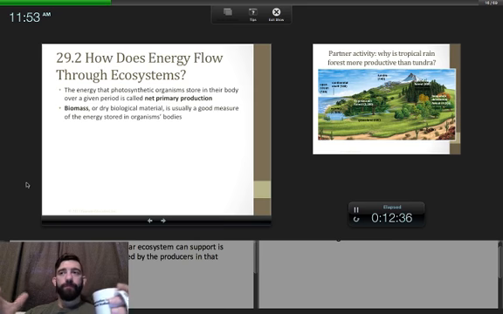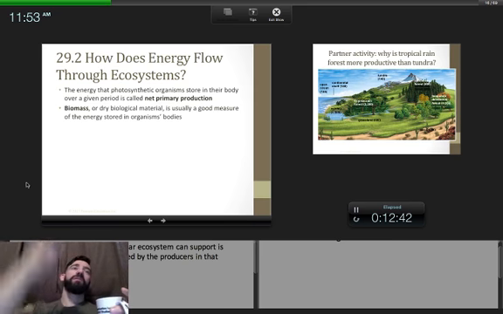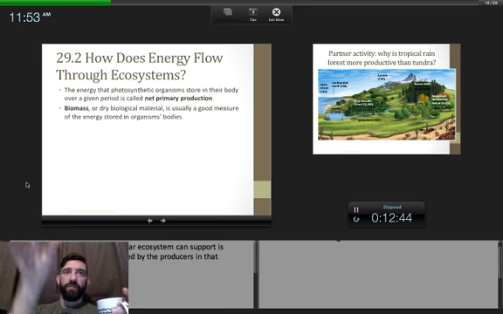Okay, so if you think about it, if you have a tertiary consumer, it needs enough secondary consumers to subsist on, and those secondary consumers need enough primary consumers to subsist on, and those primary consumers need enough producers to subsist on. So everything depends on the amount of energy and biomass that's accumulated by the producers. Okay? And the word for that is net primary production. Okay, so net primary production is the energy that photosynthetic organisms store in their body over some given period of time, right? So maybe a year, let's say.